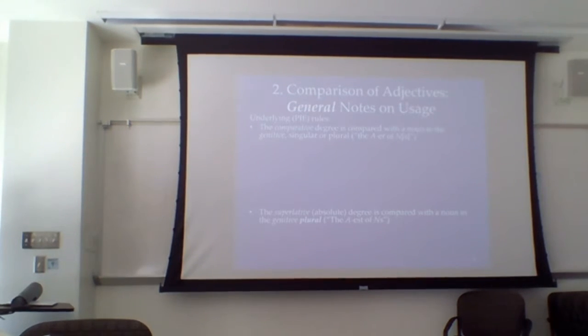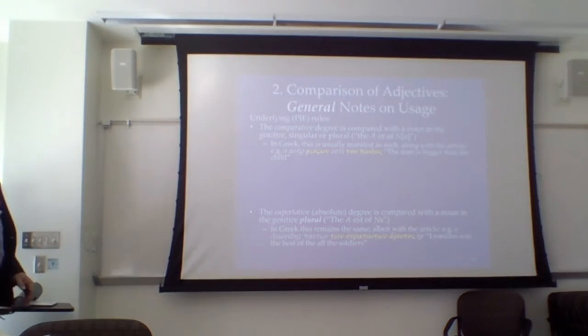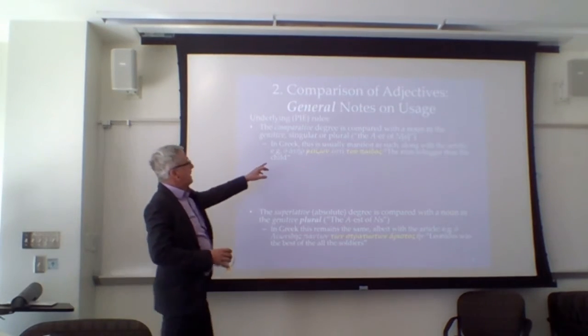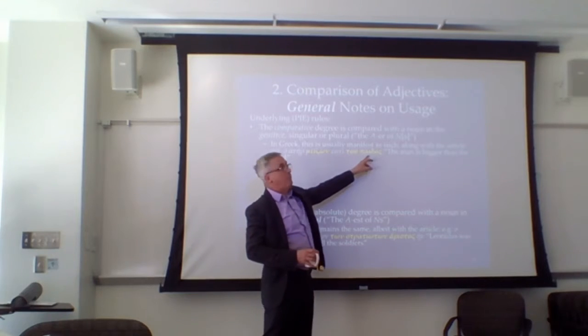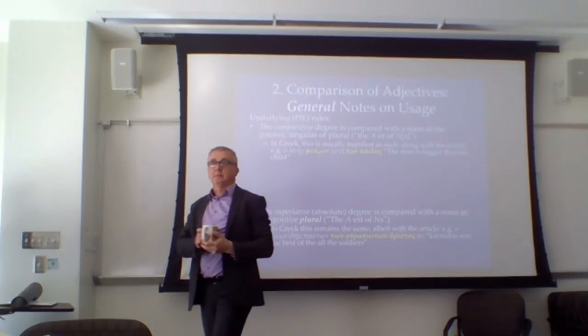Okay, how are they used? All right, so the comparative degree is compared with a noun in the genitive, right? Singular, plural. What you're saying is the aider or the adjectiver of whatever the noun is. That's the underlying rule. It's an inherited rule, Proto-Indo-European, and that applies in Greek. Right? Po aner medzoneste tu paidos, of the child.